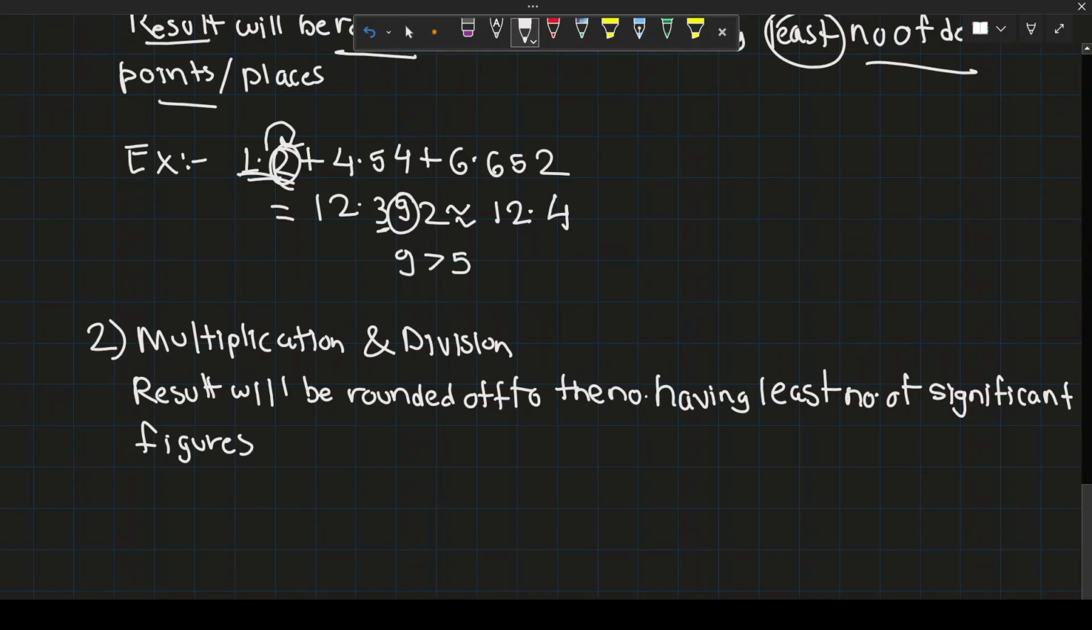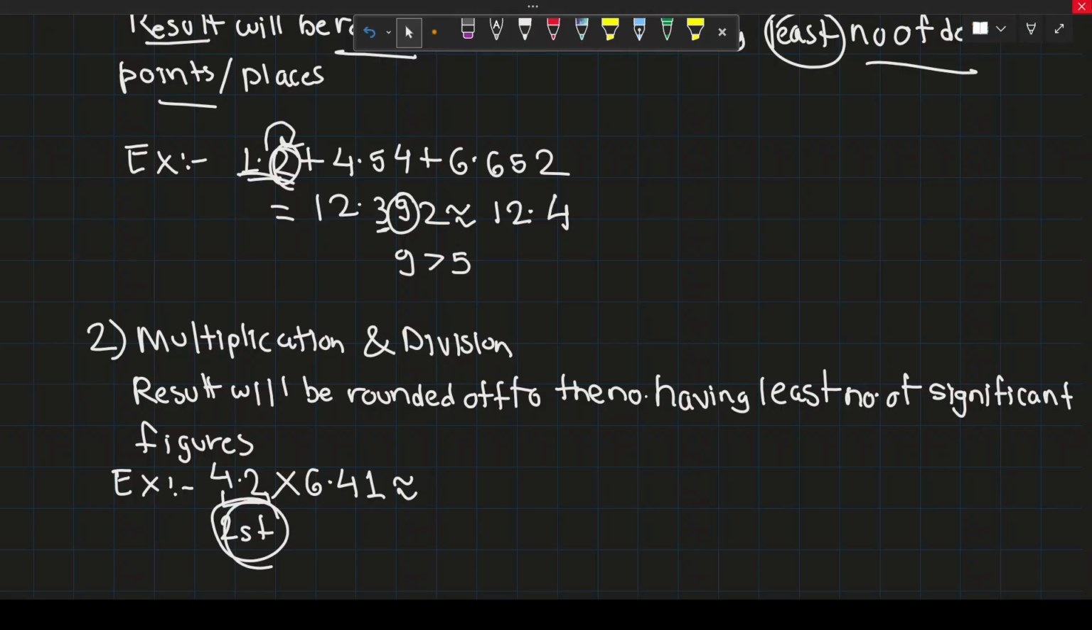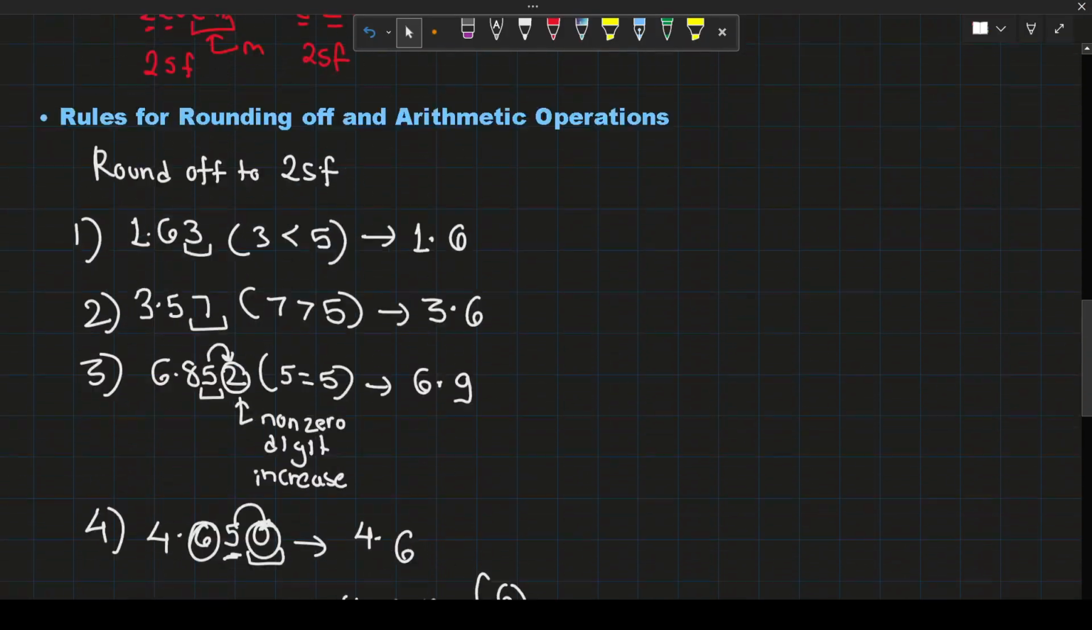For example, let's say 4.2 multiplied by 6.41. As you can see here, the number of significant figures is 2. So whatever result you get, you round it off to 2 significant figures. I think that's everything in this slide.